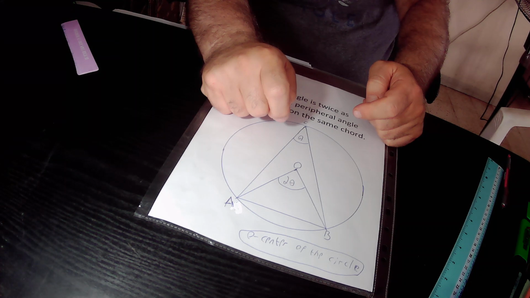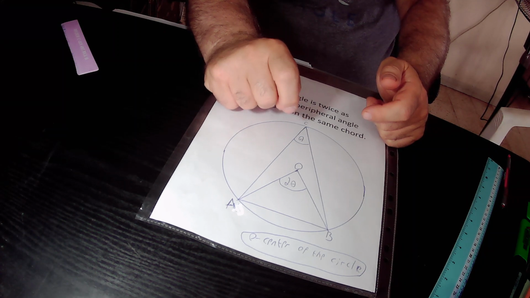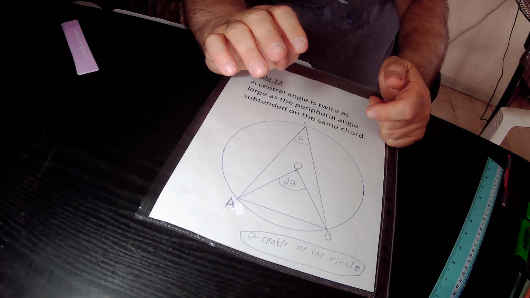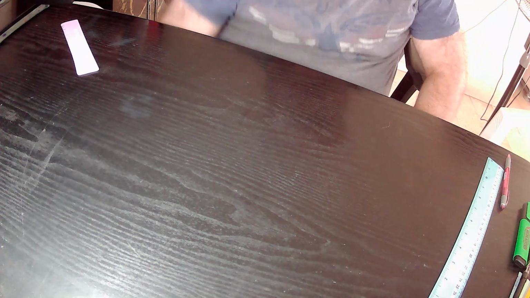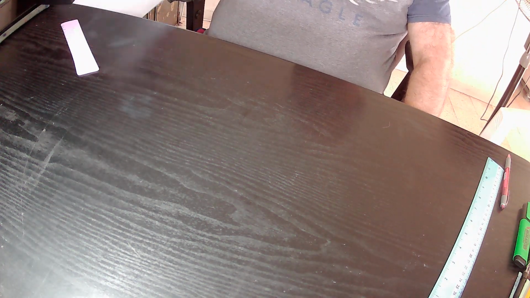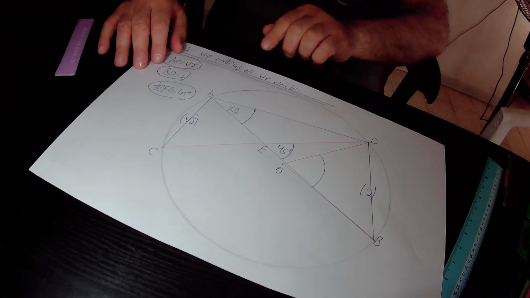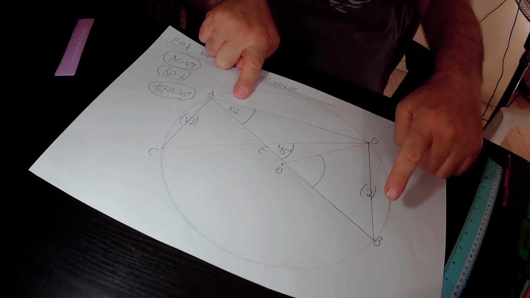Okay? So the size of a central angle is twice as large as the size of a peripheral angle that is subtended on the same chord. This is Rule 13. So we can actually implement Rule 13 in our drawing. Why? Because in our drawing we have here peripheral angle DAB, and this peripheral angle DAB is subtended on chord DB.